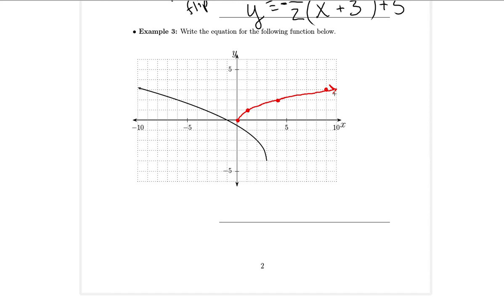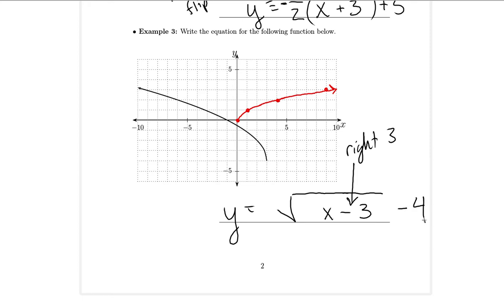All right, so what's happened to this thing? Y equals the square root. Well, I know that this starting point has moved to the right 3 and down 4. Okay, so right 3 means I'm taking minus 3 in the argument here. Right 3. And then down 4 means outside the argument, I put minus 4.